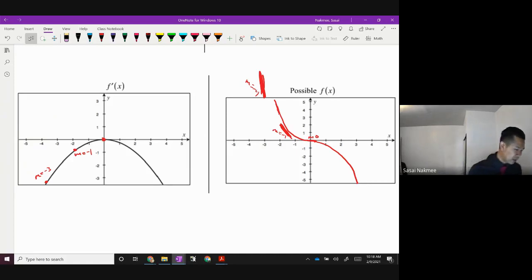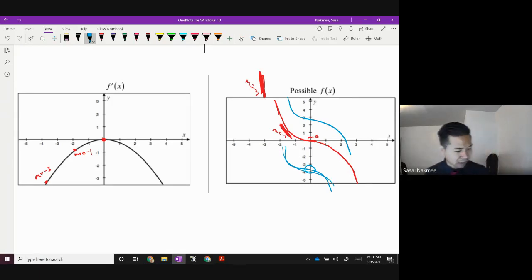Right. And again, if you want a variation of this, you can also just draw it like here. That's one possibility. That's another possibility. As long as it flattens out and it's decreasing more and more as it goes down. Okay. So that's that one right there. All right, guys. Hopefully that makes a little bit more sense.